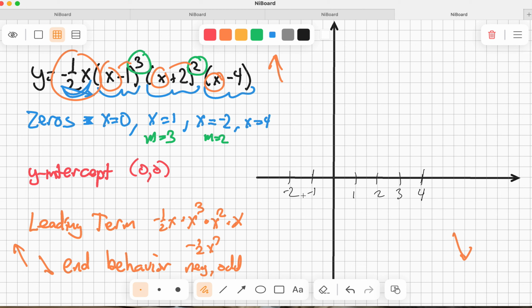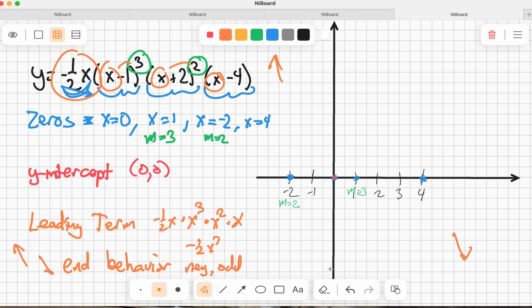We'll put in our zeros. We have 1 at 0, 0. At 1, I have a 0, but that has my multiplicity of 3. At negative 2, I have a 0. That has my multiplicity of 2. And then at 4, I have a 0. I look at my y-intercept, which is again at 0, 0.